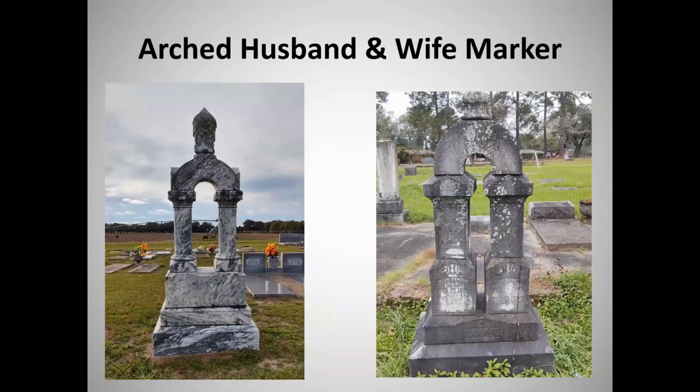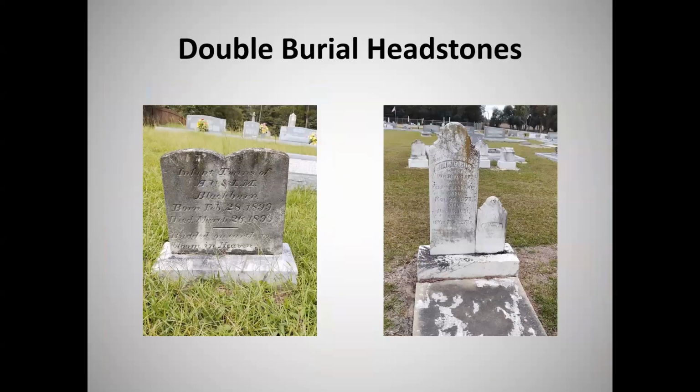You can have arched husband and wife markers, and these can come in many different forms. Some have square and some have rounded arches. A double burial headstone can also come in many ways. Sadly, these are for infant twins, and a mother and a child who died in childbirth. I've also seen double headstones for husband and wife.